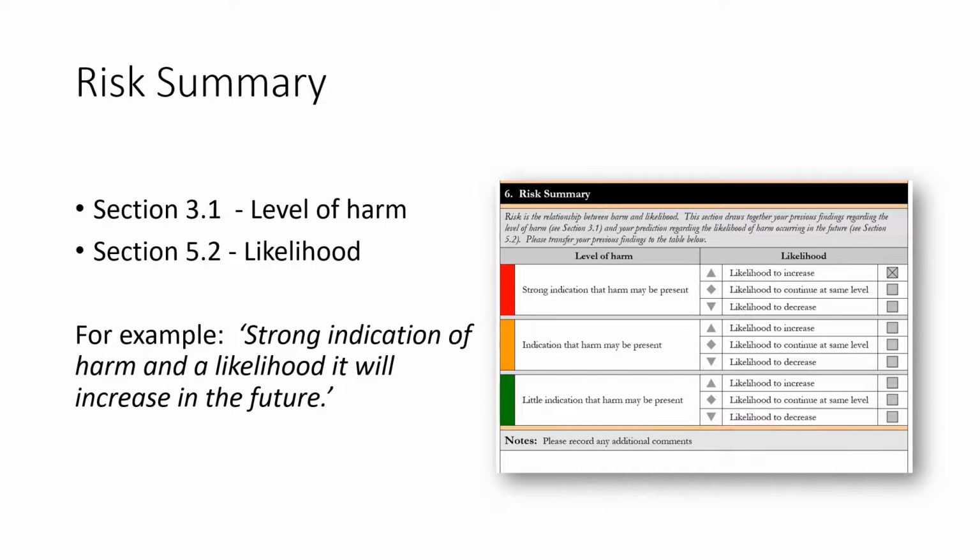Section 6 summarises the risk as assessed at that point in the risk assessment. It brings the findings from Section 3, the indication of harm, and Section 5, the predicted future harm, together. For example, it would bring together a summary that there was an indication of harm, but that was likely to decrease. Or, in another example, a strong indication of harm, which was likely to increase.